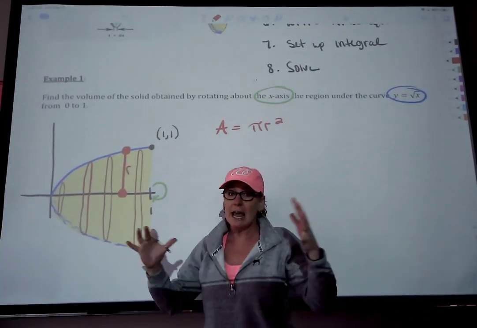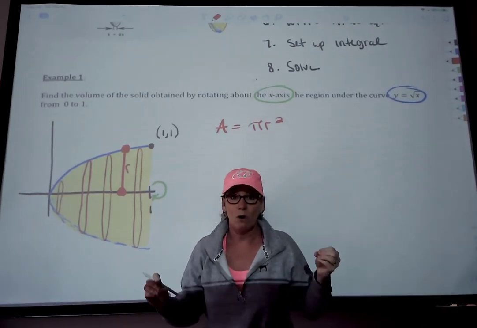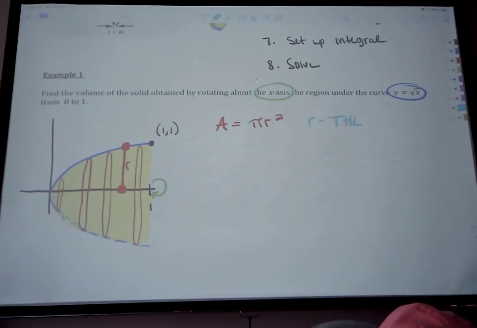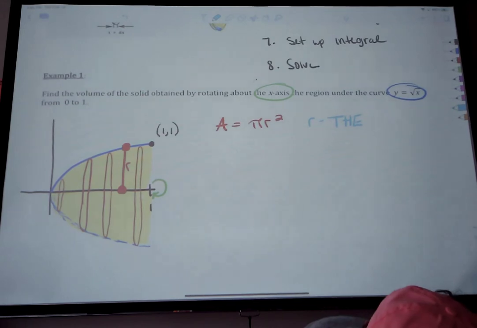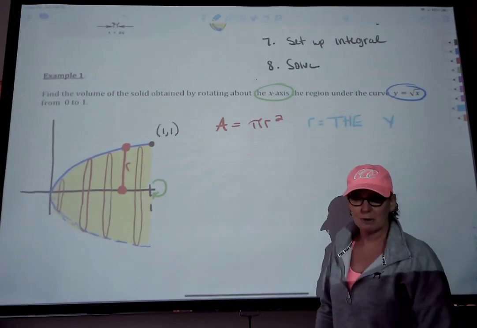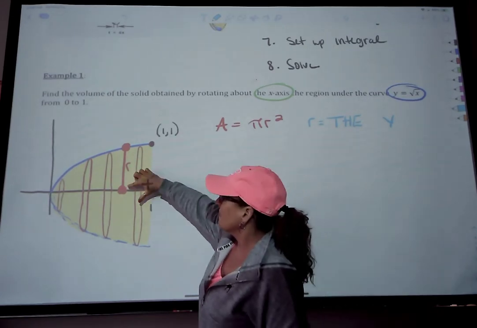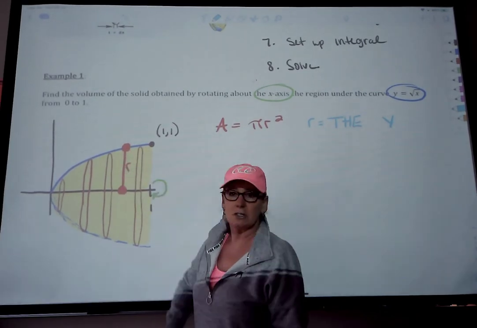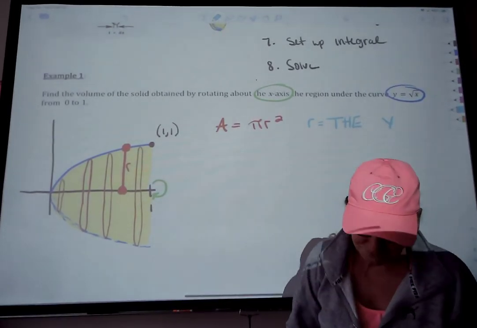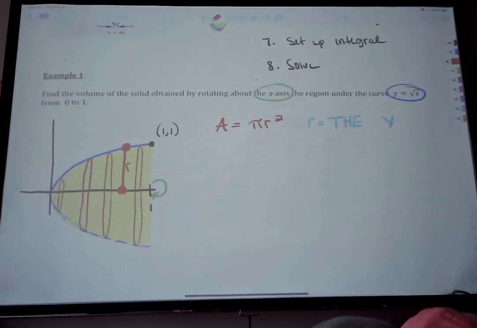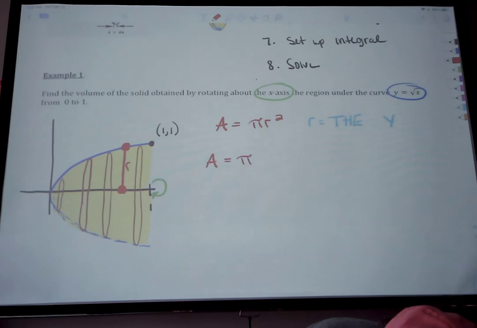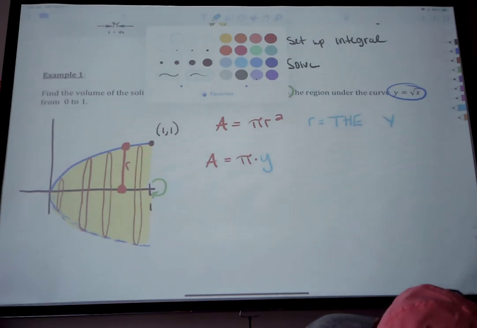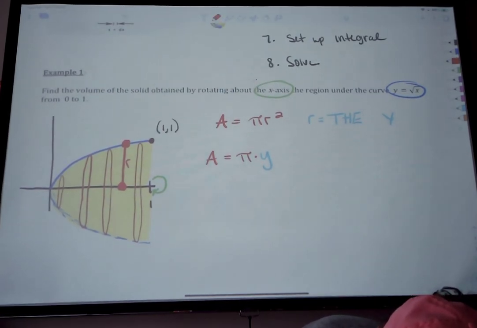So I'm not just going to call it any y value. I'm going to call it the y value. It's not just any vertical measurement. It is the true y that represents the distance from when y is 0 till it reaches our function. It is the y value. So I can say now my area of my circle is pi times y squared.